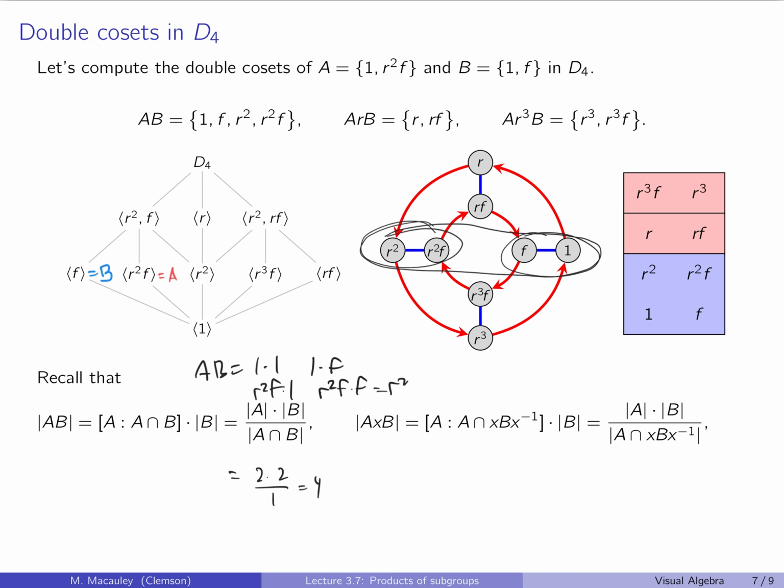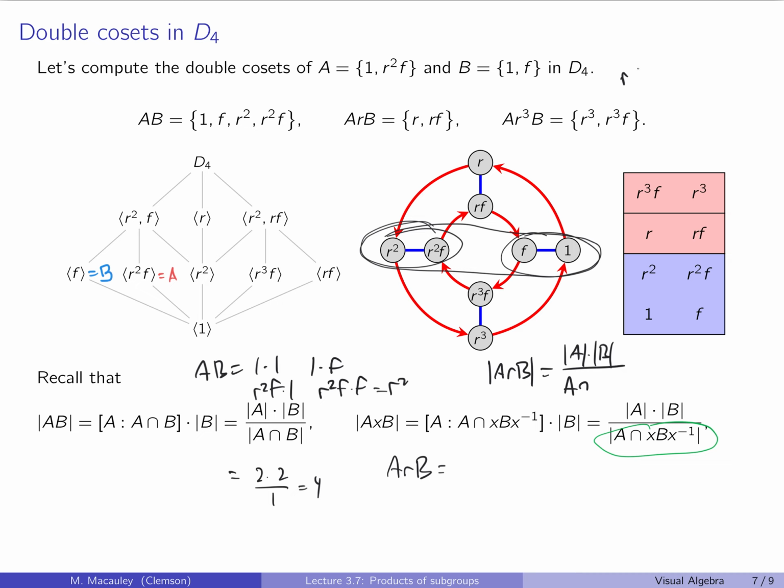What else? Let's take an element that's not in this double coset. Let's say r, and let's compute A r B. Before we do this, let's see what size it is. The size of A r B is the size of A times the size of B divided by the size of the intersection.